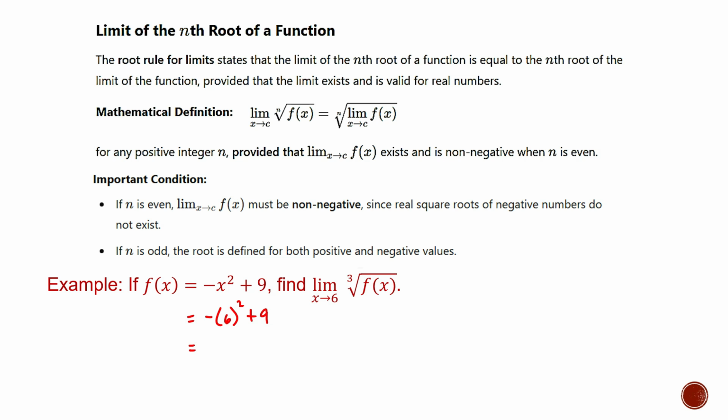So 6 squared is 36. That'll be negative 36 now because of the negative sign outside, plus 9. That's negative 27. So what's the cube root of negative 27? Now according to the second condition, it can be both positive or negative. So since this is negative 27, our cube root of that is negative 3. Okay?